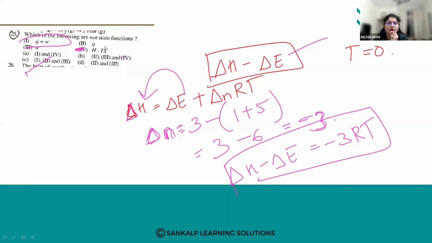Which of the following are not state functions? Q plus W, Q, W, H minus TS. Which of the following are not state functions?